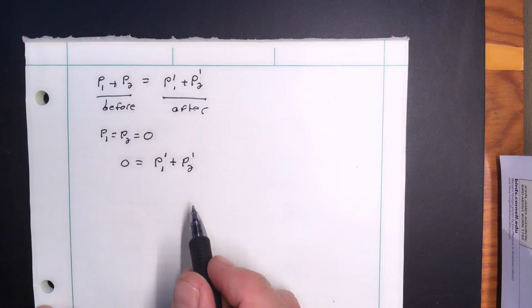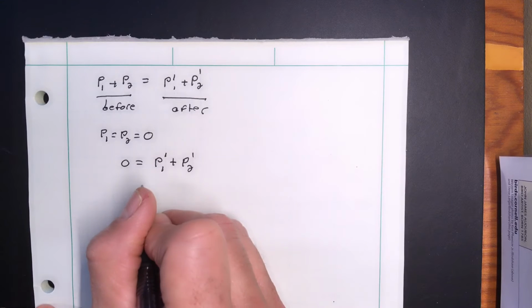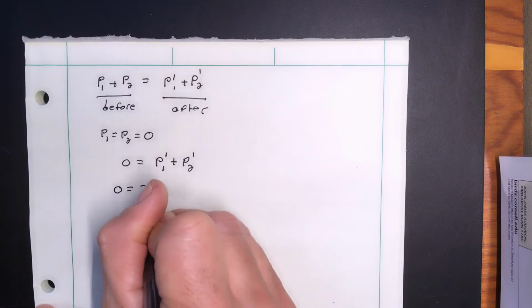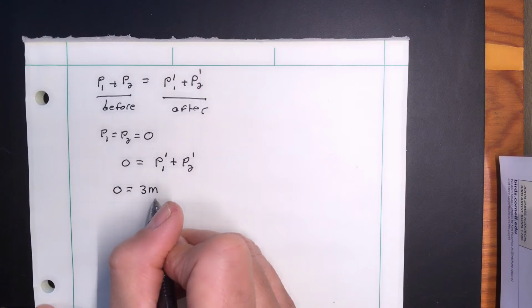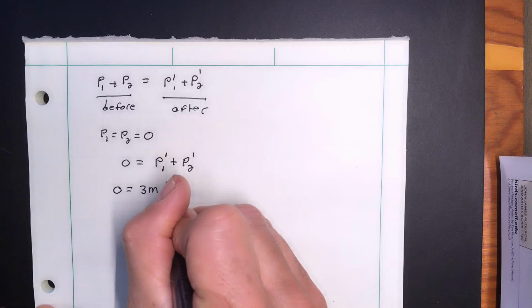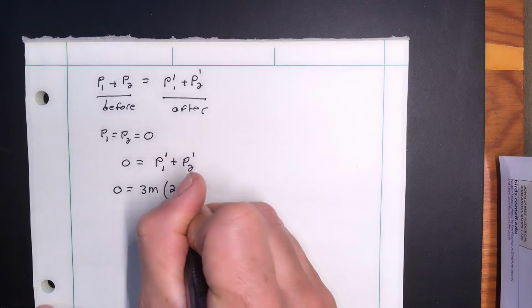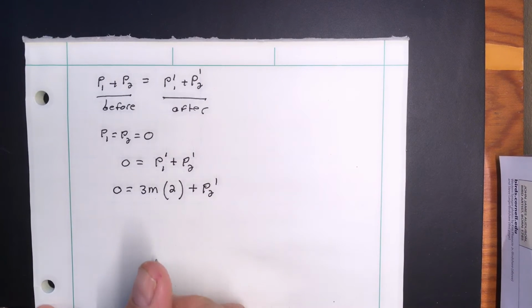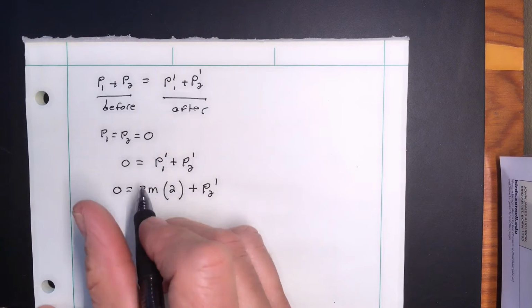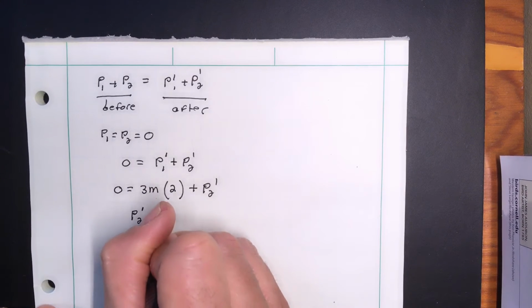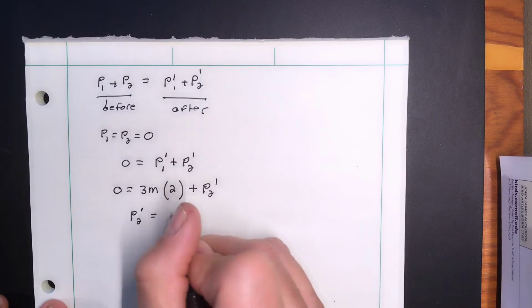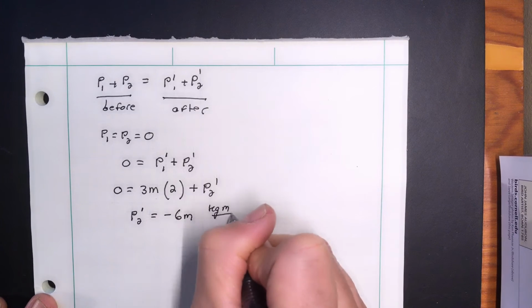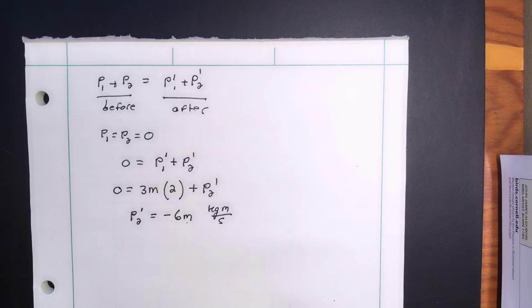Okay, so let's substitute some of our known values in here. So 0 must equal 3m, that's the mass of the block that we know about, times the velocity of the block that we know about, 2, plus P2 prime. So when you do that out, you get P2 prime has to have a momentum of minus 6m kilograms meters per second. Remember, this m is a mass designation.